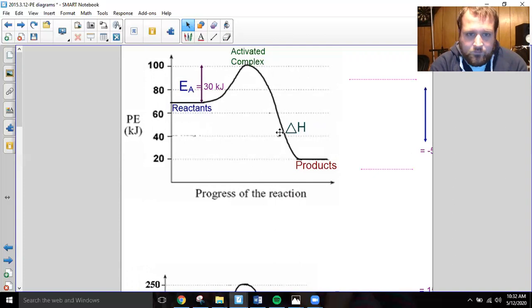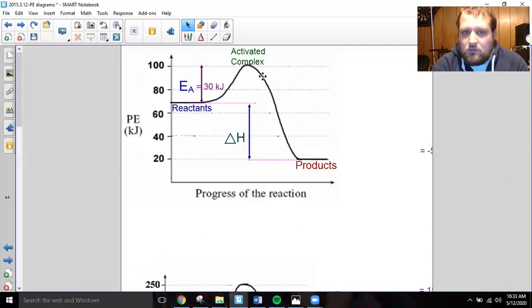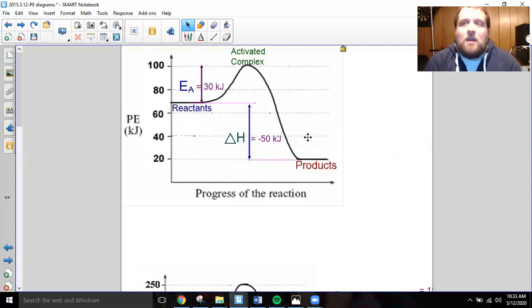So the heat of reaction, remember, is going to ignore the hump. So we're going to just kind of ignore this hump and say, okay, we start here at 70, we end down here at 20. How much is just that difference? From 70 to 20, how much did we drop? So ignoring the hump, what's the heat of reaction? In this case, from 70 to 20 is 50. And because it's going down, we say that's negative 50. A negative sign is a way of showing that it's losing. And that's it. That's how you would do it.